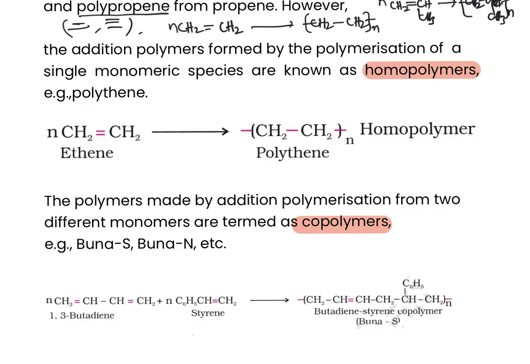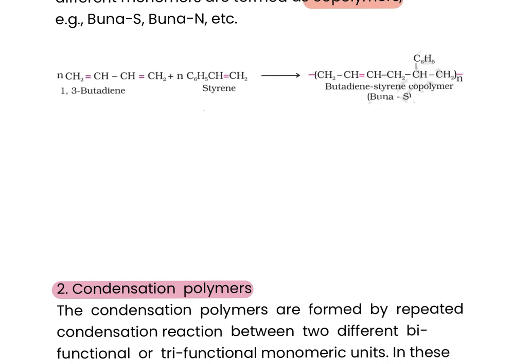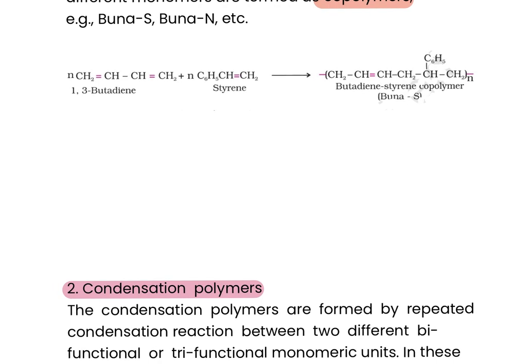So this can be explained based on one example. This is 1,3-butadiene. Why is it called 1,3-butadiene? This is position 1, this is 2, this is 3, this is the 4th position. We have a double bond at the first position and at the third position. Therefore, according to the new nomenclature, it is buta-1,3-diene. And this is styrene.